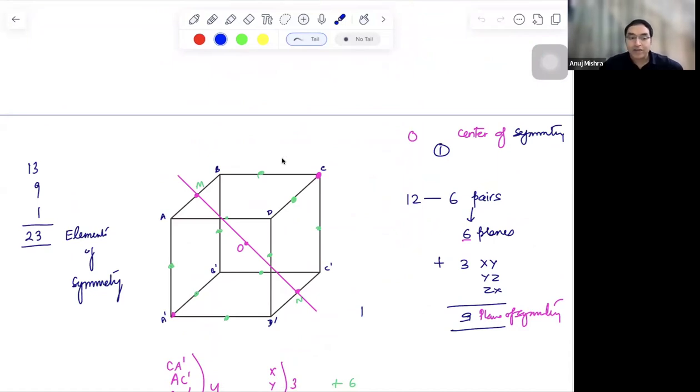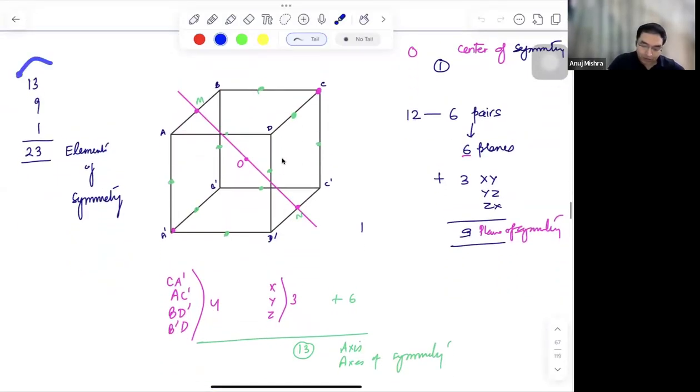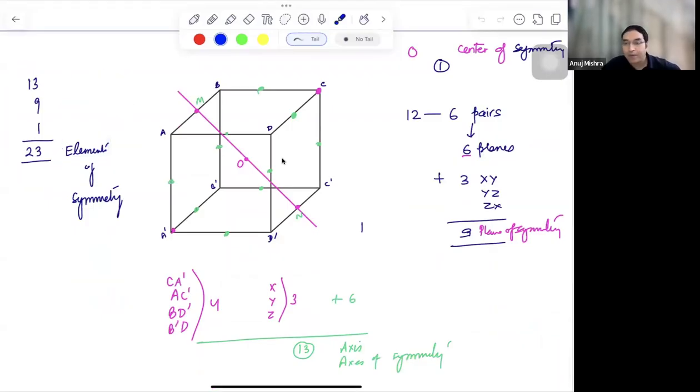So there are three elements of symmetry: center of symmetry, plane of symmetry, or axis of symmetry. How many planes of symmetry are there? 9. How many axes of symmetry are there? 13. And how many centers of symmetry are there? 1. Total, it becomes 23. 23 elements of symmetry. Okay.